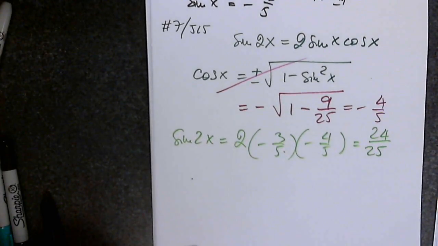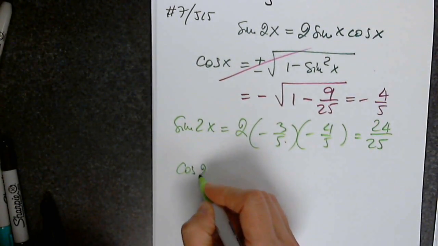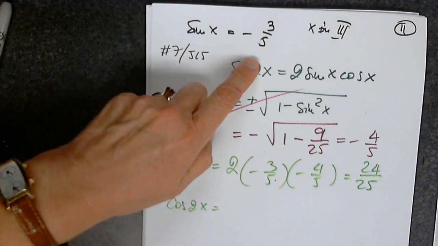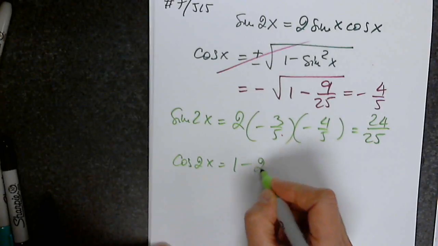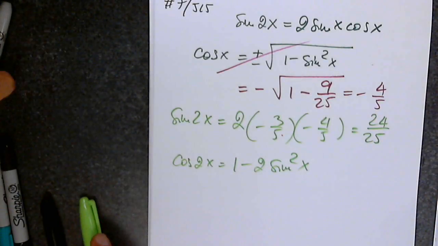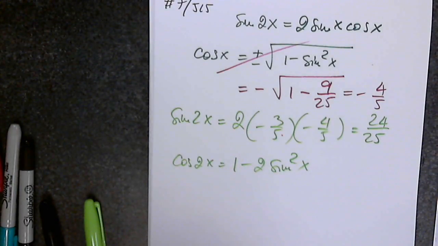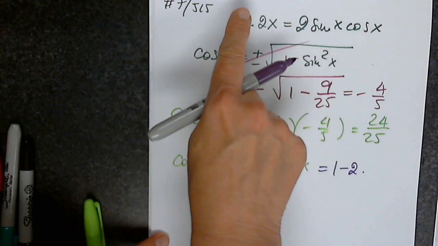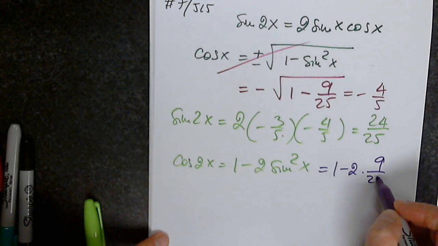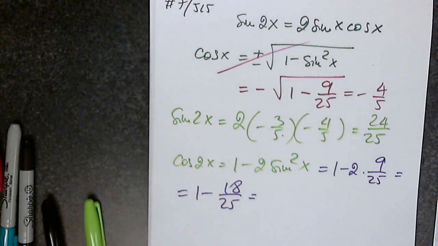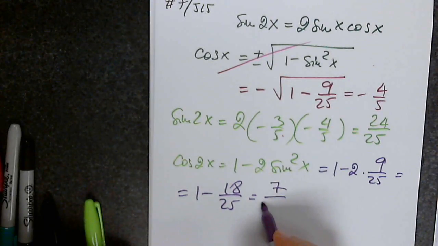I also need to determine cosine twice x. Since I'm given sine, I will specifically use the formula with sine and nothing else: 1 minus twice sine squared x. Is this okay? Are you with me? So then this becomes 1 minus twice that squared, which is 9 over 25, or 1 minus 18 over 25, or 25 over 25 minus 18 over 25, which is 7 over 25.